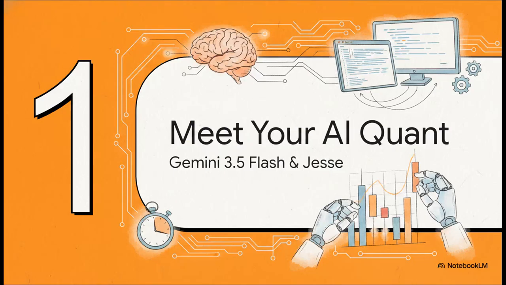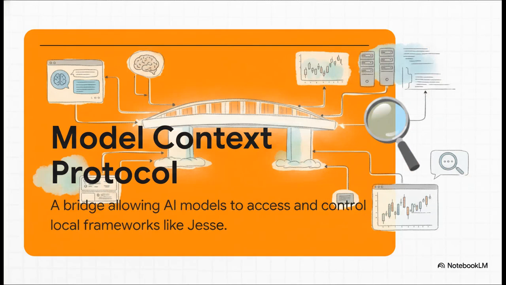All right, Section 1, meet your AI Quant. So the core of this workflow relies on combining an AI, like Google's Gemini 3.5 Flash, inside an IDE like Anti-Gravity, with the Jessie trading framework. But, and this is the absolutely crucial point here, you have to understand how these two pieces actually talk to each other. That happens through MCP, or the Model Context Protocol. Without it, the AI is really just a glorified chatbot.